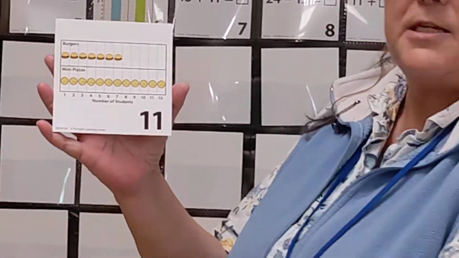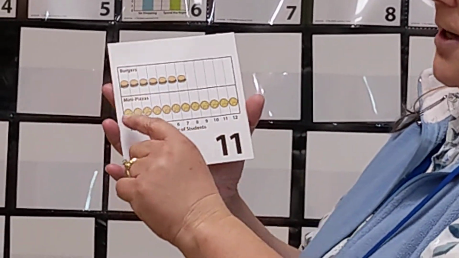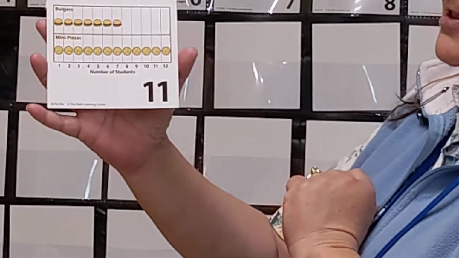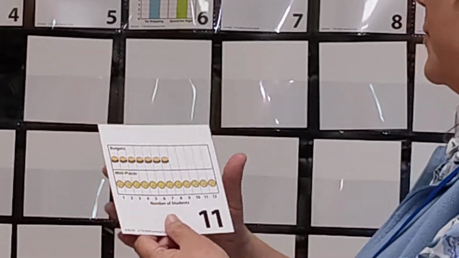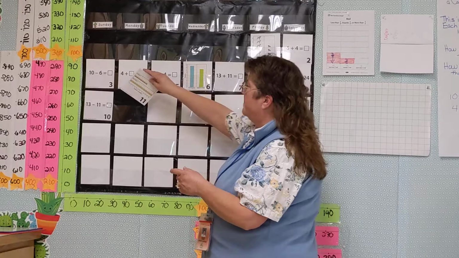So this one is a picture graph because I can see hamburgers and it says burgers. I can see mini pizzas and it says mini pizzas. So we have another picture graph. We've gone picture, bar, picture.